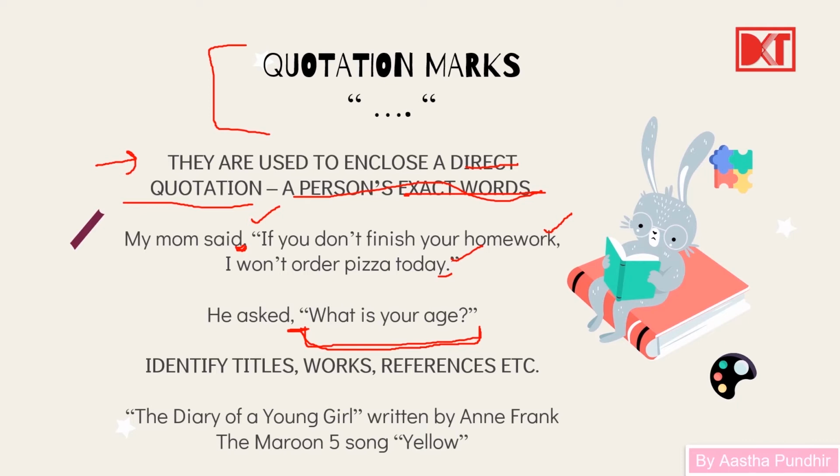This is the first usage. Then the second usage is to identify any titles or works or references. For example, we have The Diary of a Young Girl. It is written by Anne Frank. So we have put her book title and her work in quotation marks. Then we referred to the Maroon 5 song Yellow, and Yellow is the title of the song. It's the work of Maroon 5, so it's enclosed in the quotation marks. Alright, so these are two broad usages. Let's move on.